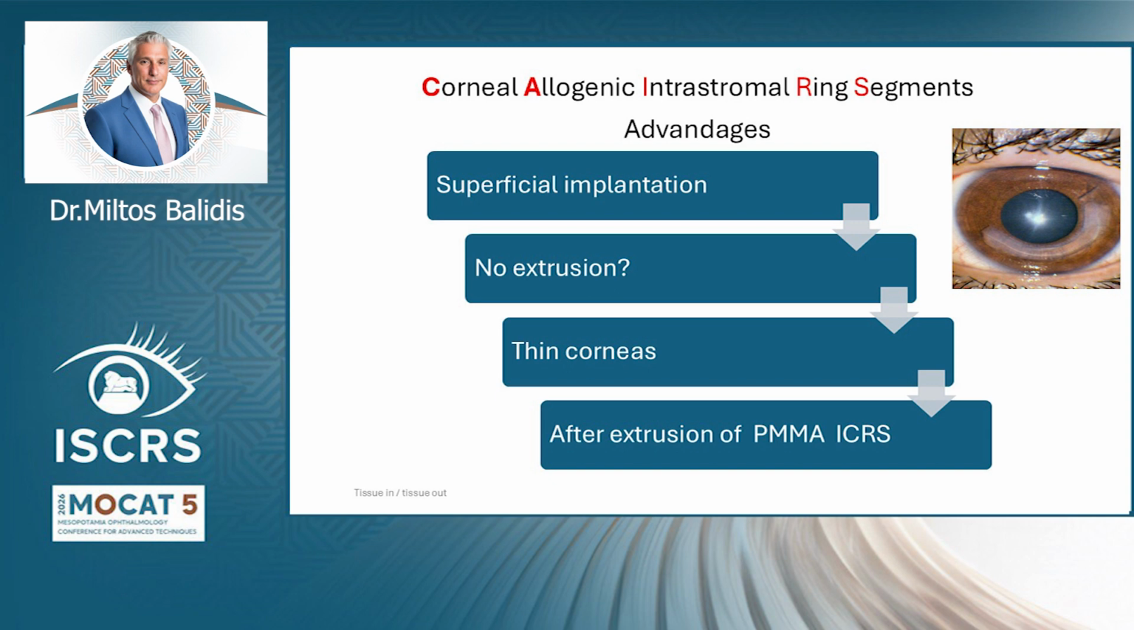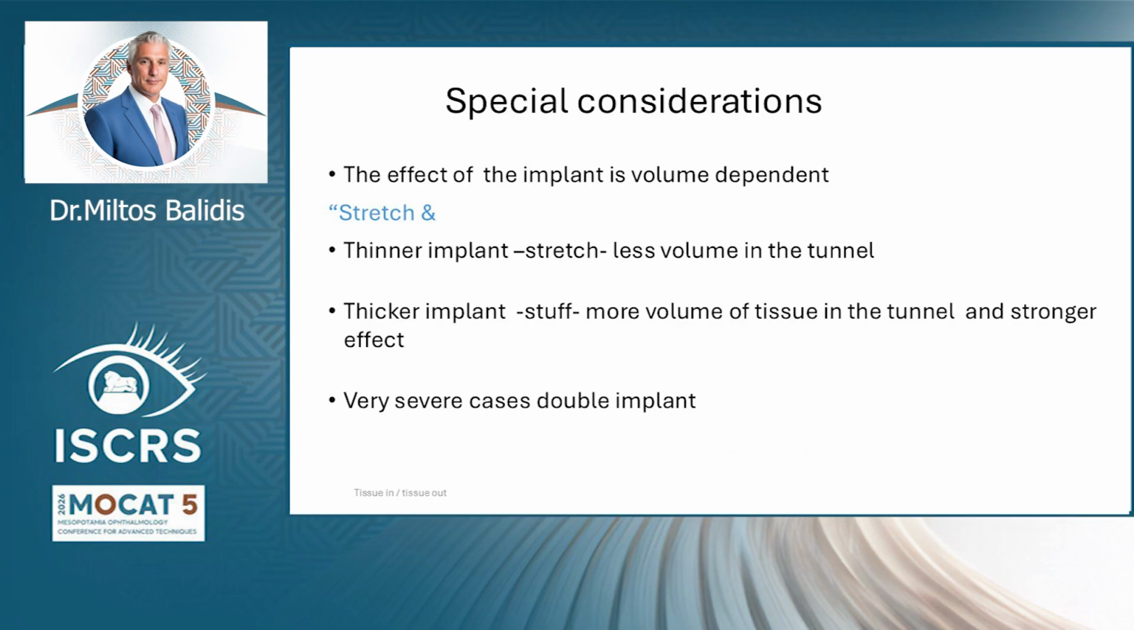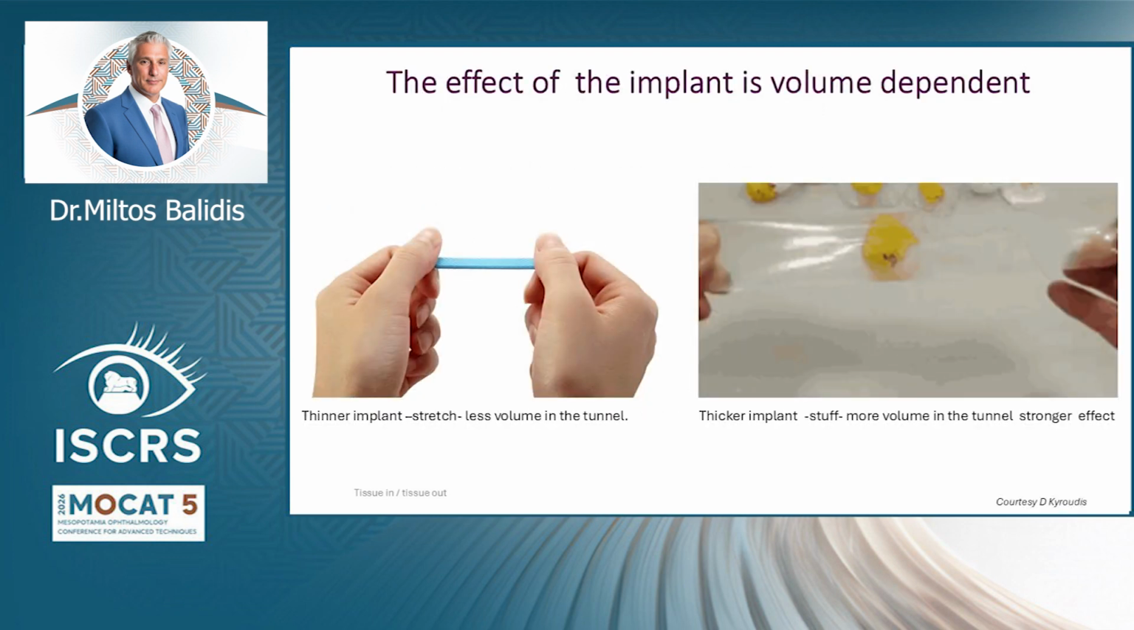You can use it in thinner corneas, and if you extract the ring, you can put them in the place of the ring. So it's biocompatible, has a similar refractive index, and you can customize it perhaps a bit more than the ring. There are special considerations because the more tissue you put in, it doesn't have exactly the same effect as the PMMA. It is working, it is stretching, it is stuffing, but it doesn't have the PMMA effect that we have with the rings. And this is obviously because the more tissue you put in, finally it will not be as thick as the tissue that you measured in the beginning.